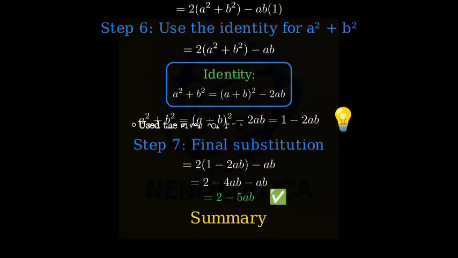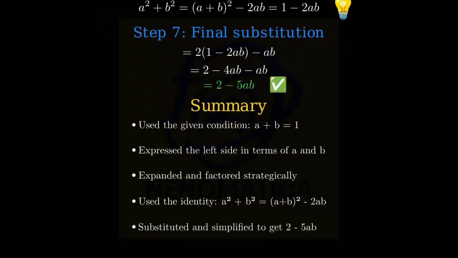Let's quickly summarize what we did. First, we used the given condition that a plus b equals 1. Then we expressed the left side of our target equation in terms of a and b. We expanded and factored strategically. We used the identity for a squared plus b squared. And finally, we substituted and simplified to get our desired result. This is a powerful technique used to solve equations that might initially look challenging.